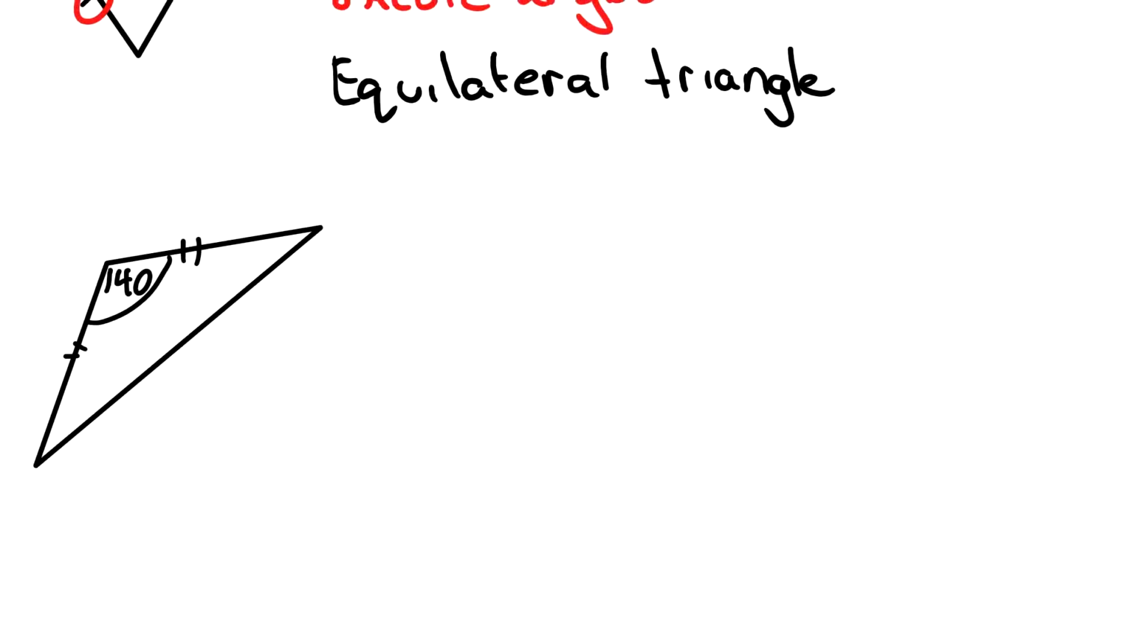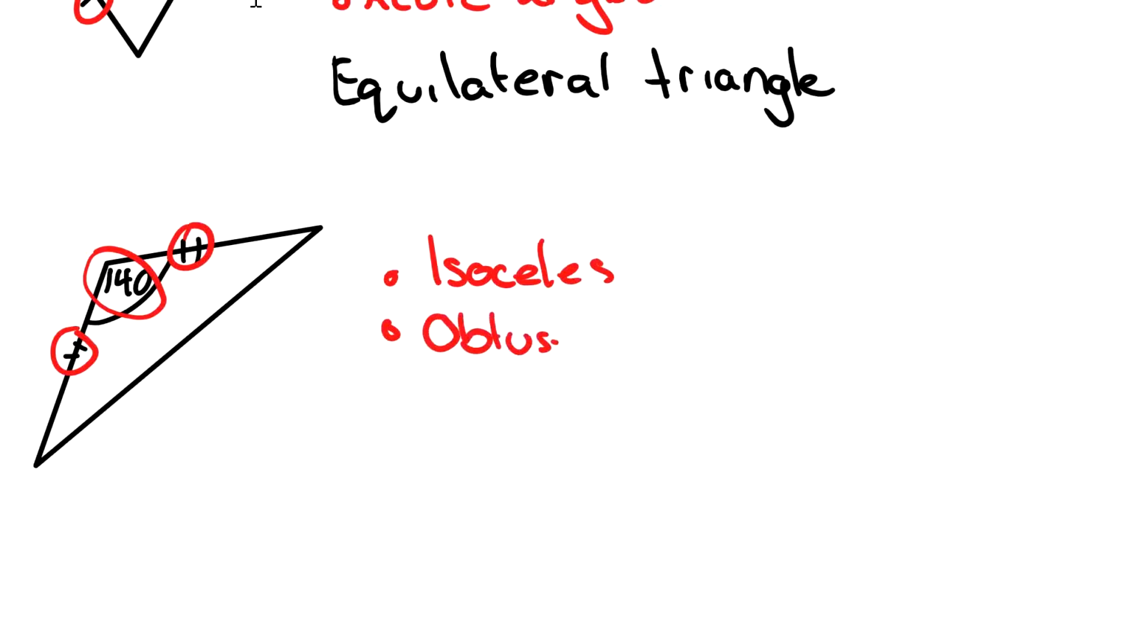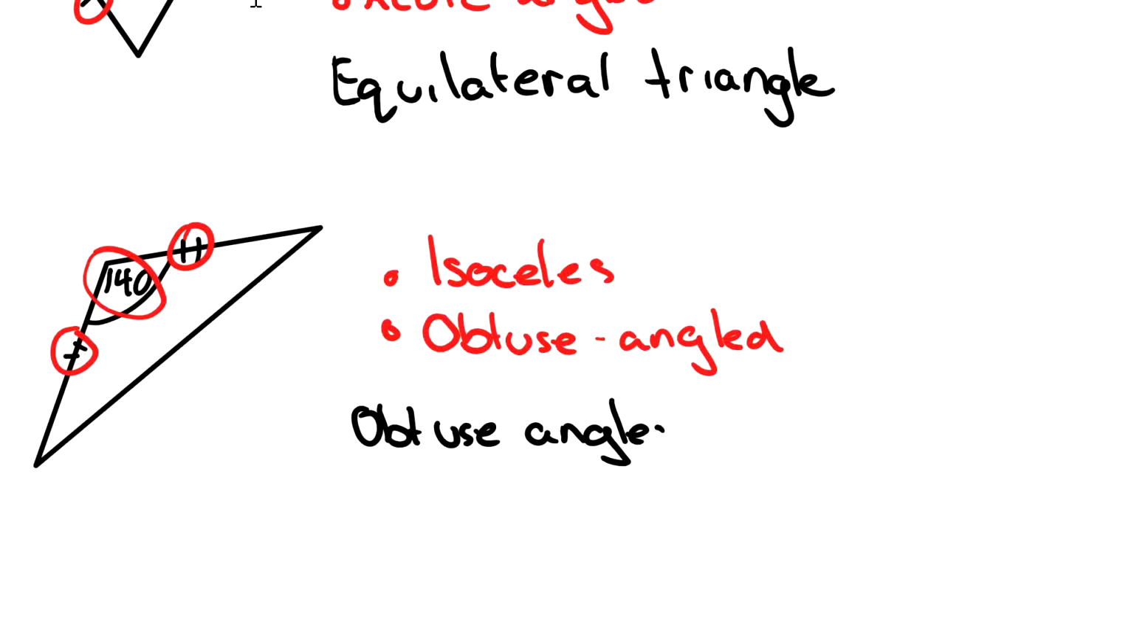We go to the last one here. We notice that the two sides are the same and we have an obtuse angle here. So the first classification would be an isosceles because we have two sides that are the same. And then the second classification is an obtuse angled. So we would call this an obtuse angled isosceles triangle.